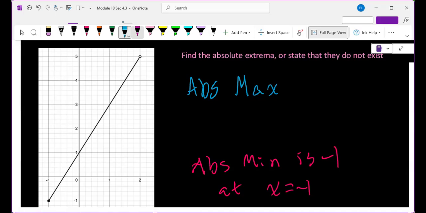So because of the open circle, if I tried to pin it down and say, oh, obviously it's 4.999. Well, 4.9999 is higher than that and closer. So no matter how many nines I put, there's always another closer number to 5. 5 itself, though, is not actually reached by the graph. It gets closer and closer and closer, but it never actually hits 5. So this graph does not have an absolute maximum value.